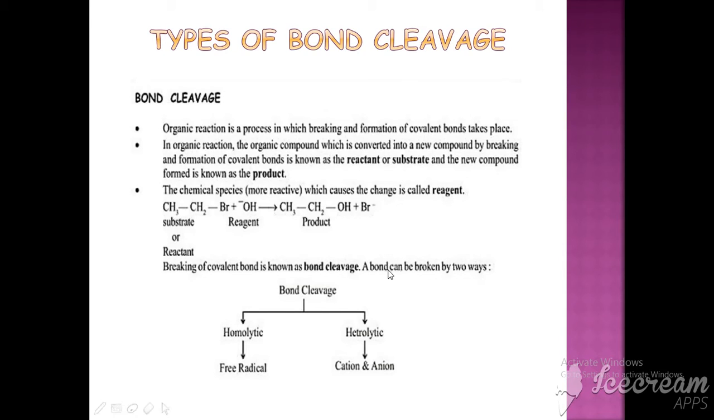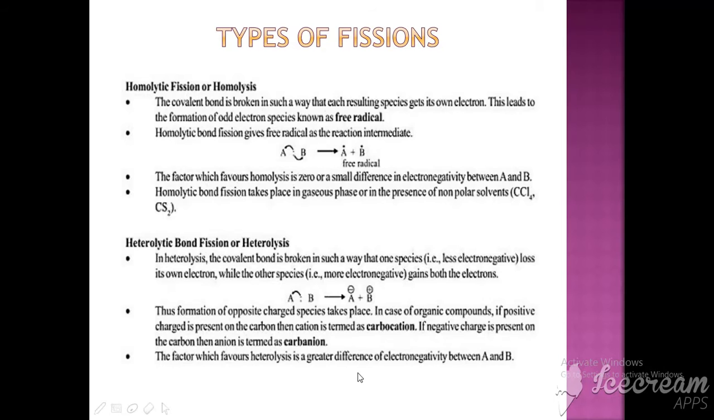The bond can be broken in two ways. One is homolytic and the second is heterolytic. In homolytic we get free radicals, and in heterolytic we get carbocations and carbanions. We will be studying this in the upcoming slides. Okay, now we are going to study types of fission.